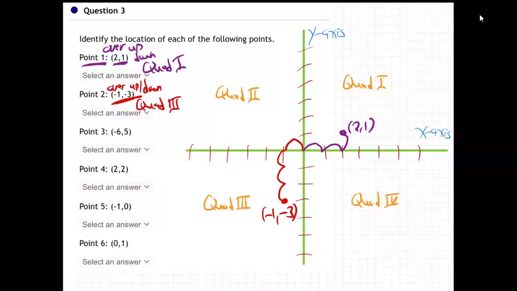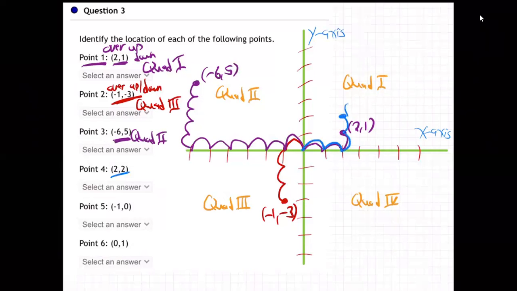Let's do the third one. So back 6, up 5. So 1, 2, 3, 4, 5, 6, and then up 5. 1, 2, 3, 4, 5. So there it is, back 6, up 5. That's in quadrant 2. And then the next one, 2, 2. So starting from the origin, over 2, up 2, right there. 2, 2, that's in quadrant 1.